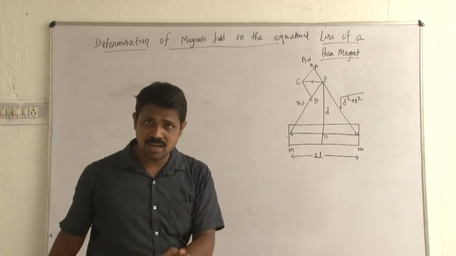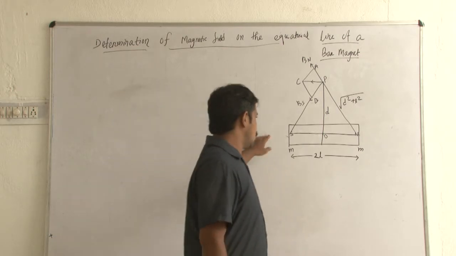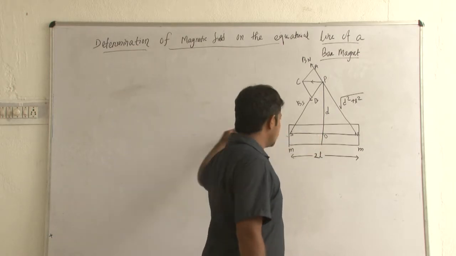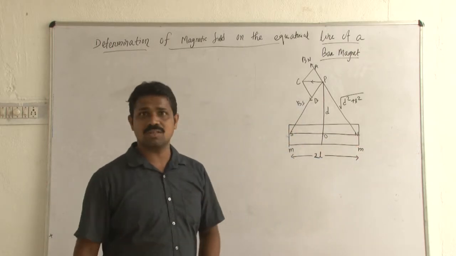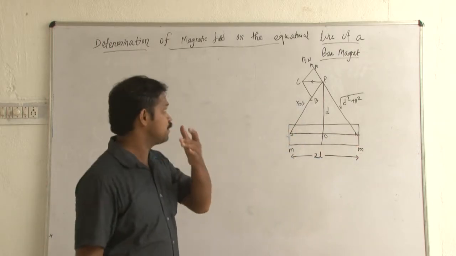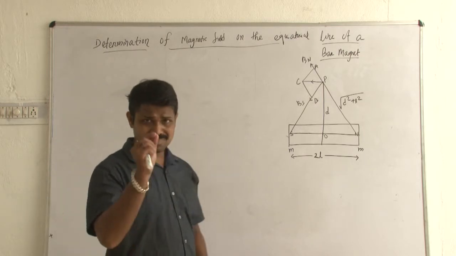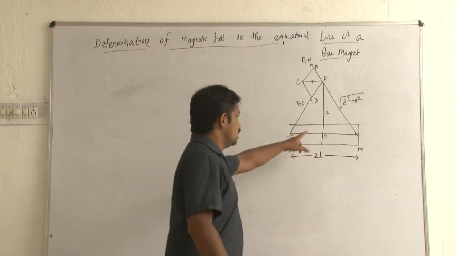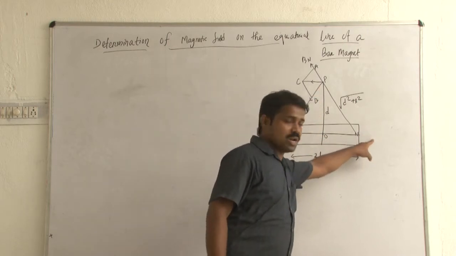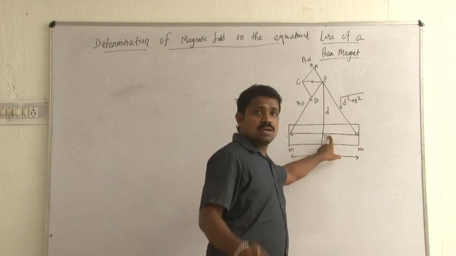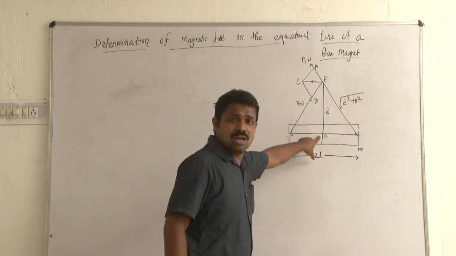So what is an axial line? We have discussed in the previous class. The axial line is the line which is passing through the center of the bar magnet, through the axis. Passing through the axis is called the axial line. Whereas, what is the equatorial line? Let us discuss. The equatorial line is that line which is perpendicular to the axis of the dipole and passing through just the midpoint of the bar magnet.